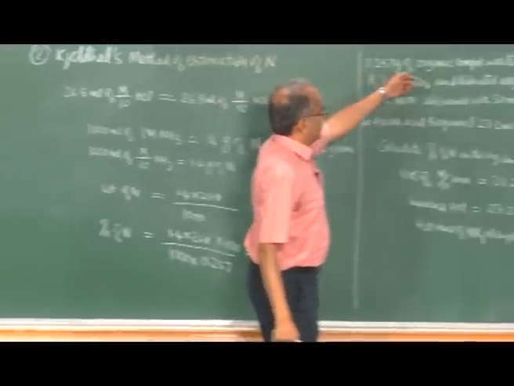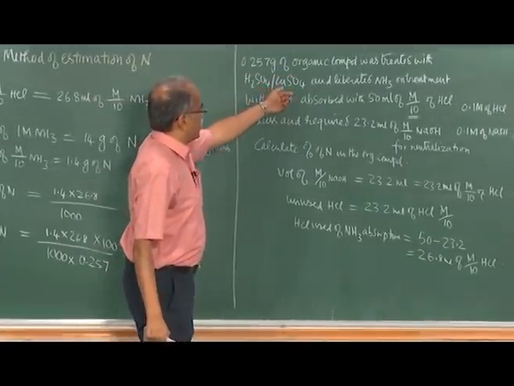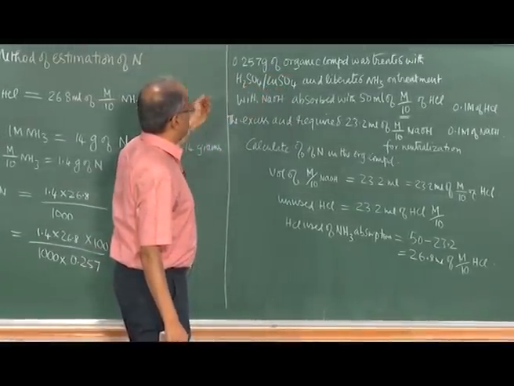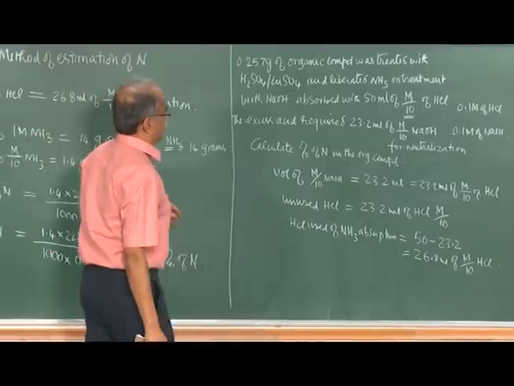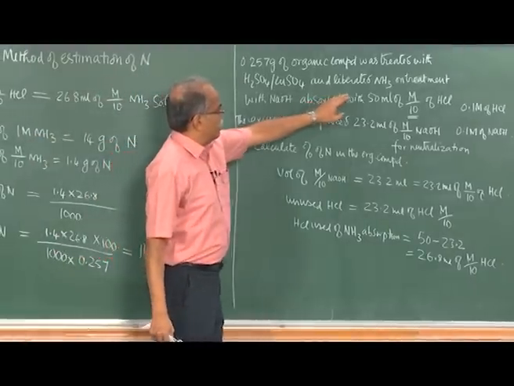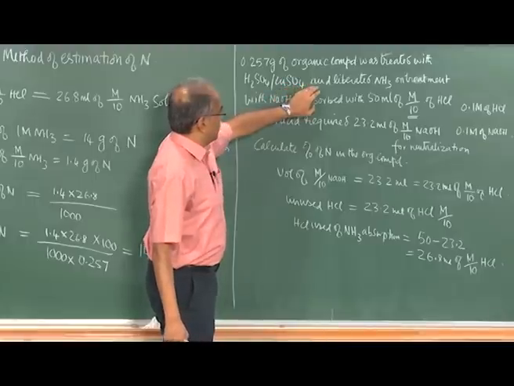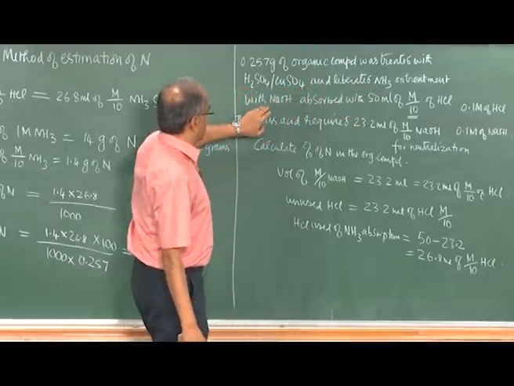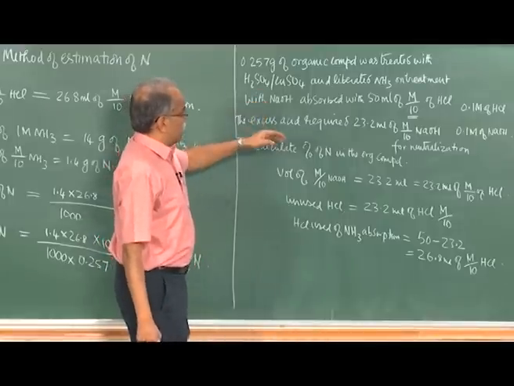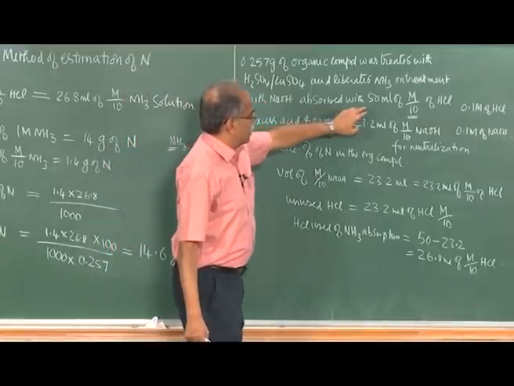0.257 grams of organic compound is treated with sulfuric acid and copper sulfate in a Kjeldahl reaction, that is this methodology of estimation. It first forms ammonium sulfate. The ammonium sulfate liberates ammonia on treatment with sodium hydroxide. The liberated ammonia is absorbed on excess of sulfuric acid.